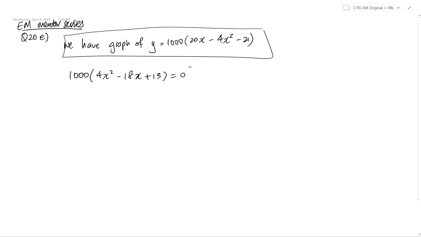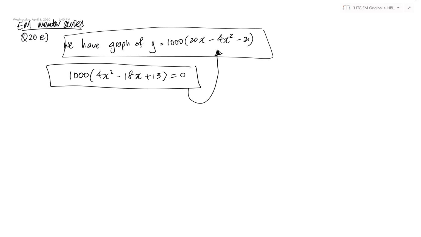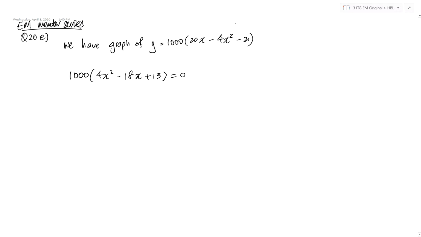Now our job is to manipulate this given equation to extract out whatever we currently have plotted for our graph. After we have extracted the equation, the other side of the equal sign will naturally be the equation of the straight line that we have to draw. Comparing these two, they seem quite similar. They both have a 1000. We've got a negative 4x squared over here, but this is a positive 4x squared. We have an x term and we have a constant.